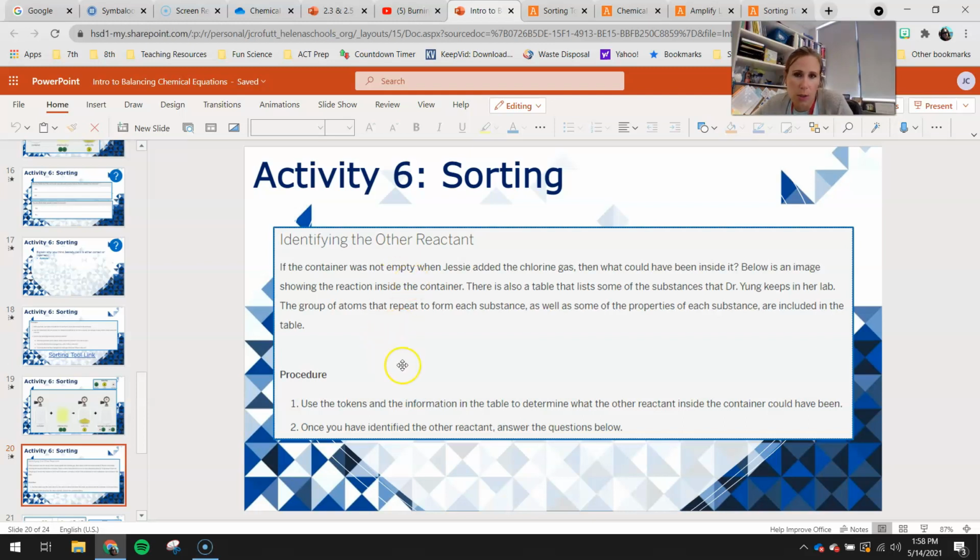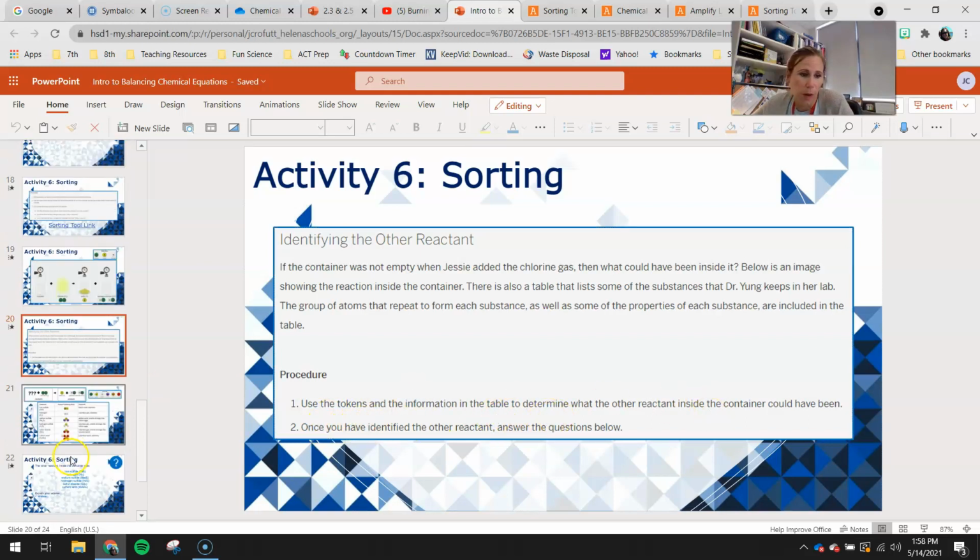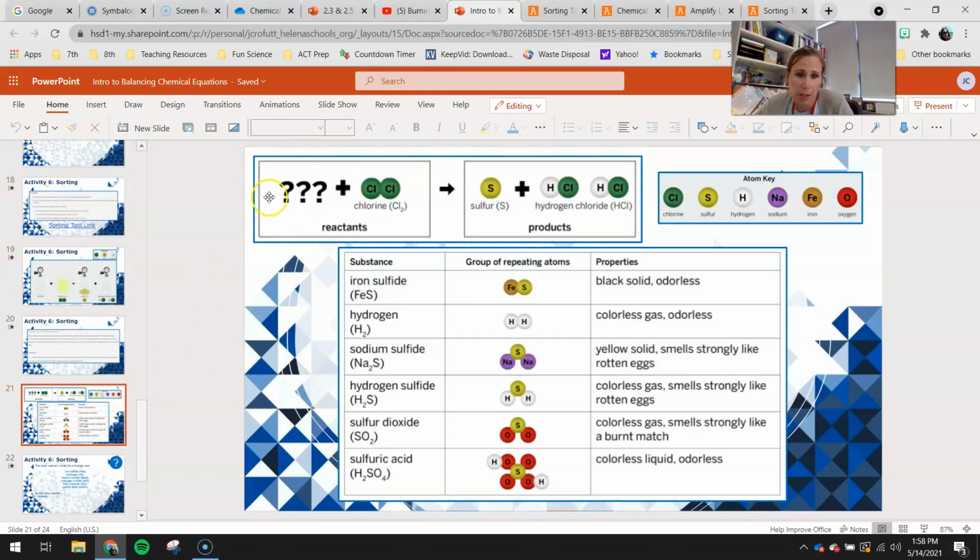So your procedure is to use the tokens and the information, which we just did, to determine what the other reactant was. Obviously chlorine gas was one of them. What was the other reactant that came together to form sulfur and hydrochloric acid? Once you have identified the other reactant, answer the questions below. Let's take a look at this table. We had some unknown substance reacting with 1 molecule of chlorine gas to form 1 atom of sulfur and 2 molecules of hydrochloric acid. You need to use your deductive reasoning here to figure out what was in that container before Jesse added the chlorine gas. Again, use your sorting tool to help you out there.